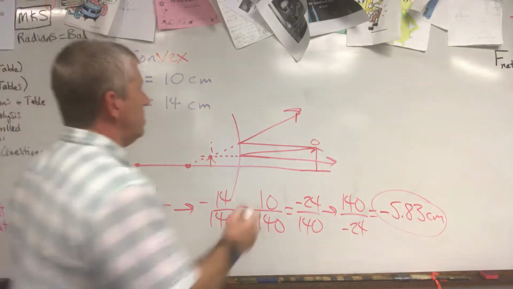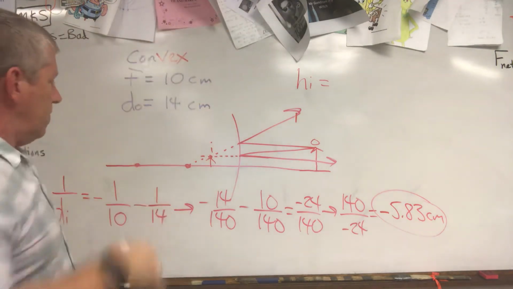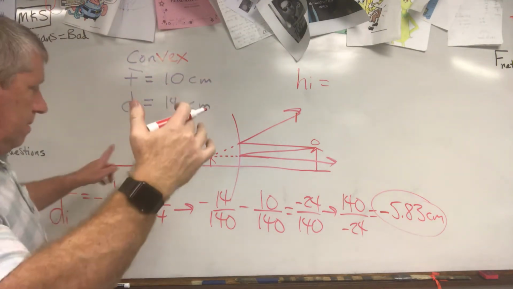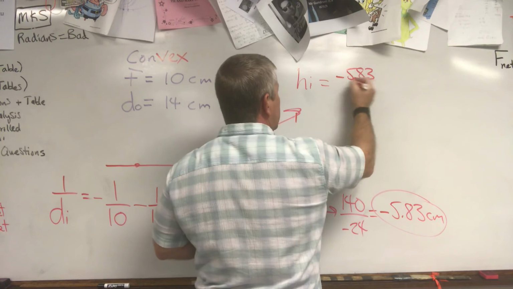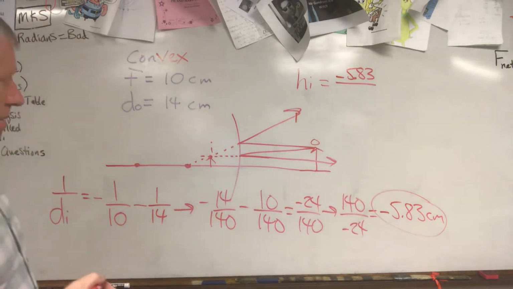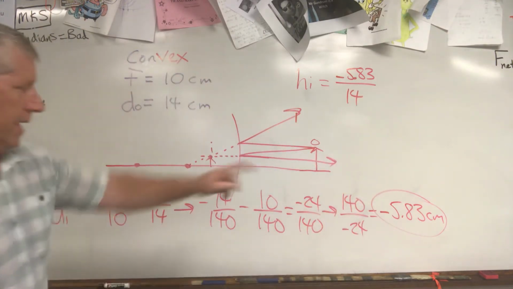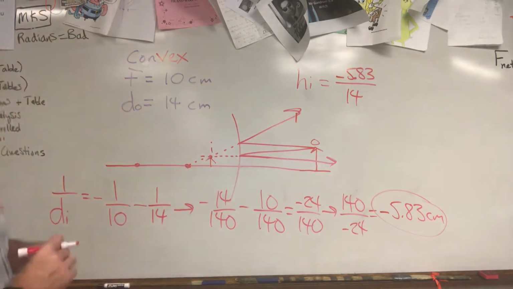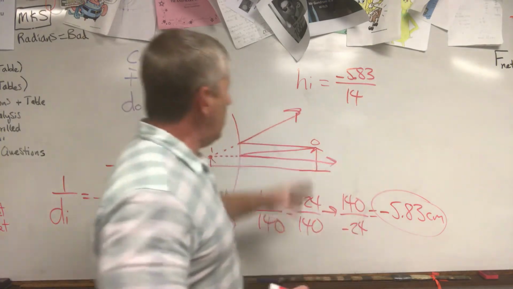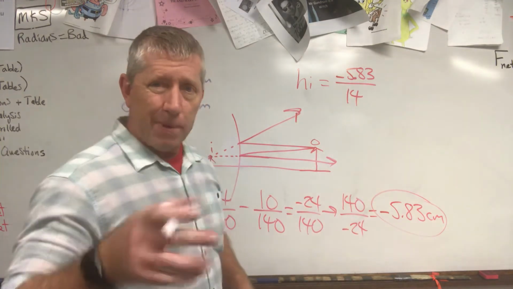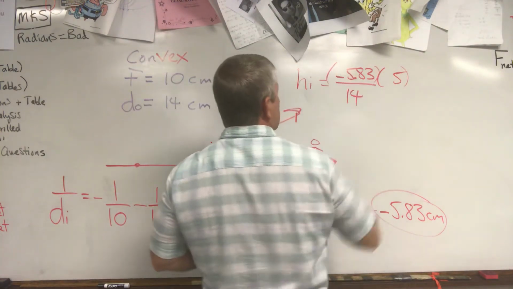All right, we'll do a height calculation. So hi over ho, we put the ho over here, equals negative di over do. So distance of the image, we just calculated, negative 5.83. Distance of the object was positive 14. The image was negative, we just calculated that. The object was 14. So hi over ho equals negative di over do. I need the height of the object. I'll once again call that 5 centimeters. It looks like it's a little bit bigger than that, but it's good enough.